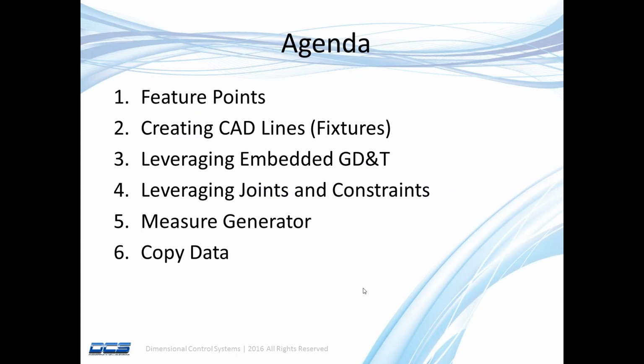The agenda: we're going to be starting with feature points. As you can see by today's agenda, we're starting from basic points, moving through GD&T into joints and constraints, which in 3DCS are moves, then talking about creating measurements, and then how to copy data so that you can quickly create more tolerances, moves, and other features on your model. We're trying to showcase how to build a model based on your CAD data that's already available to you.